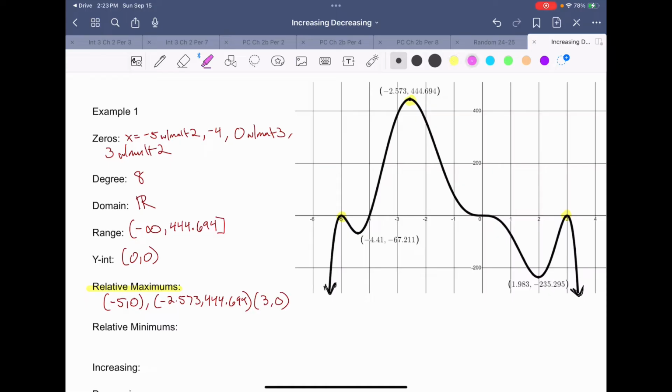Relative minimums are bottoms of a valley. So here's the bottom of a valley. Cubics do not count. Here's the bottom of a valley. Those 2 points are relative minimums. Relative to the points around them, closest to them, they are the lowest.